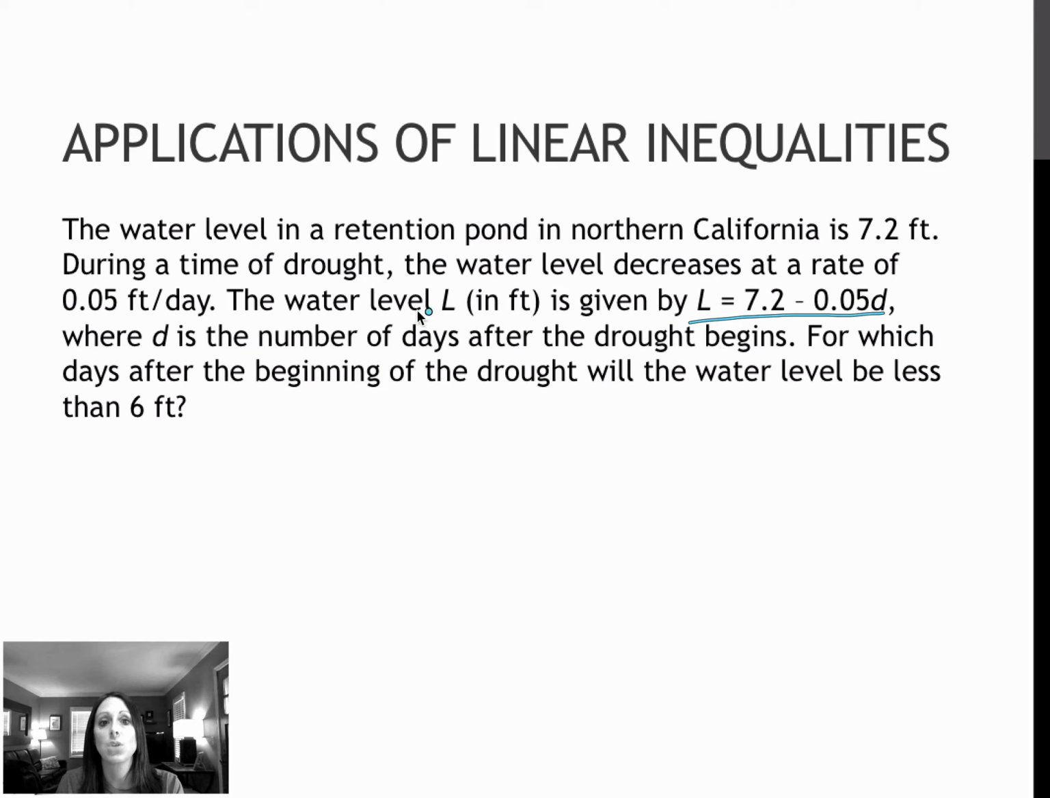So now we're just going to use that to answer the question, for which days after the beginning of the drought will the water level be less than 6 feet? So the water level, which is given to us in this function, needs to be less than 6 feet. So this one was actually probably one of the easier ones to write the equation, as long as you can get past all of the words and everything.